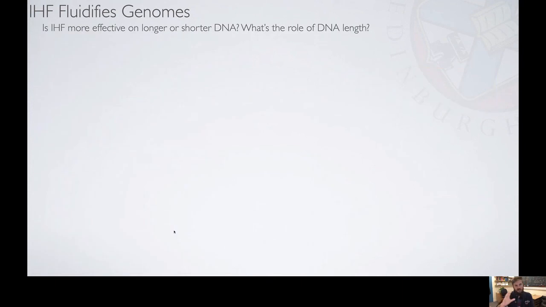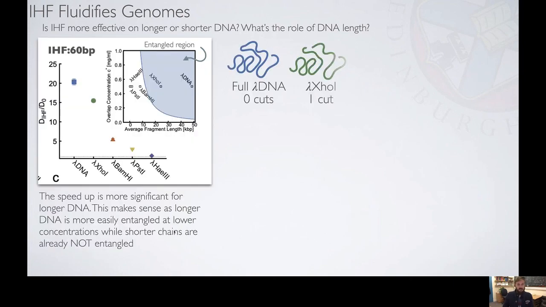Now, what's the relationship with the length of the DNA? We use lambda DNA, which is 50 kilobase pairs, which is 100 times shorter than the E. coli genome, which is almost 5 million base pairs. So we performed the same experiment as before, but with different sizes of fragments. What we see is that for lambda DNA we get a speed up of a factor of 20, but for shorter DNA, which is lambda DNA chopped up into smaller fragments, we don't see a speed up at all. This is because the system is already not entangled. So even if you add the IHF, it does not do anything to the entanglement length or the entanglements themselves, because it's not entangled in the first place.